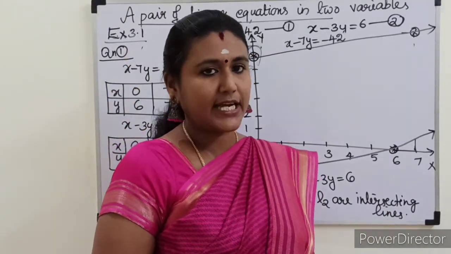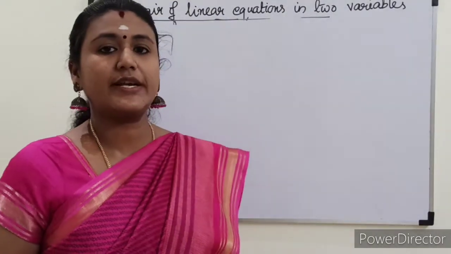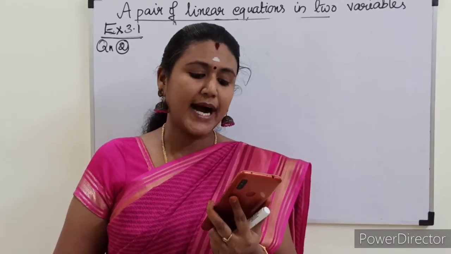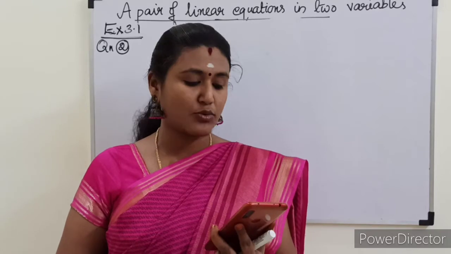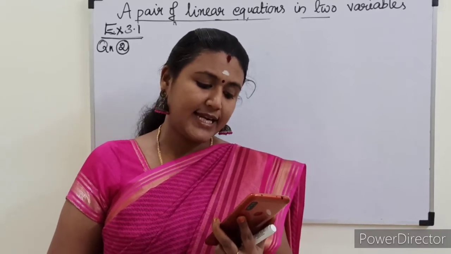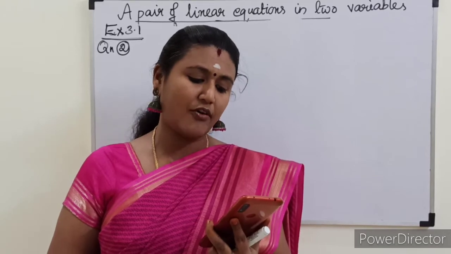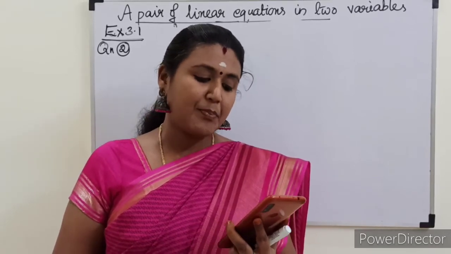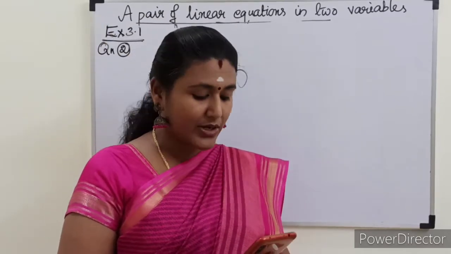Now we will see the second question, question number 2. The coach of a cricket team buys 3 bats and 6 balls for rupees 3,900. Later she buys another bat and 3 more balls of the same kind for rupees 1,300. Represent this situation algebraically and geometrically. So this is our question.